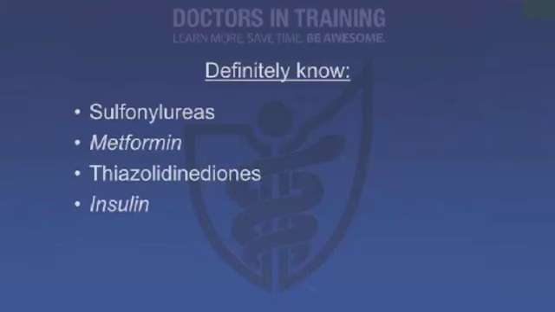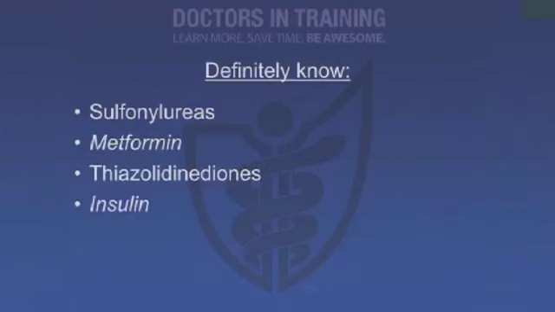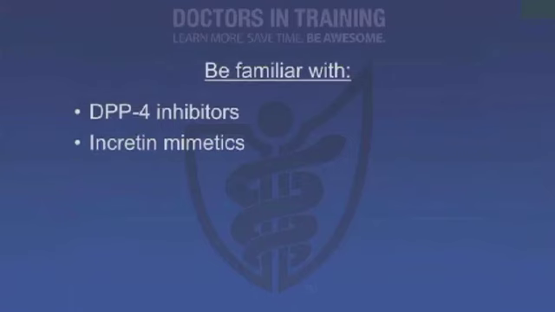So in summary, you need to know about the commonly used drugs, the ones you have to know, the sulfonylureas, which include glipizide, glyburide, and glimepiride. You need to know about metformin and the thiazolidinediones, which is pioglitazone and rosiglitazone. And you need to know about insulin also. It's very important in the treatment of diabetes. We covered that in a separate lecture. You should also know something about the newer drugs, the DPP-4 inhibitors and the incretin mimetics. They're not widely used yet, but they may be, and because they're new, very testable material.